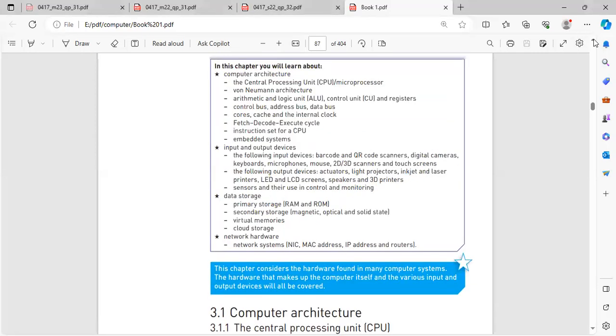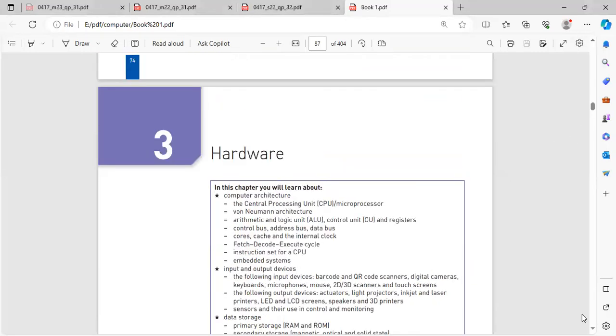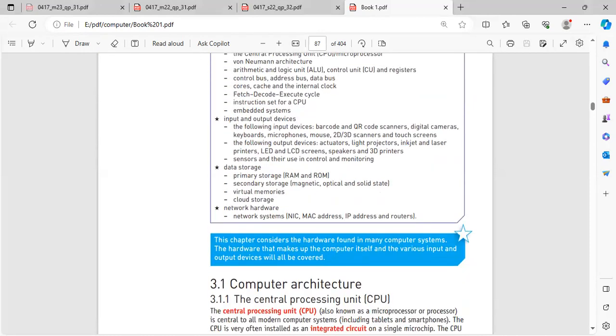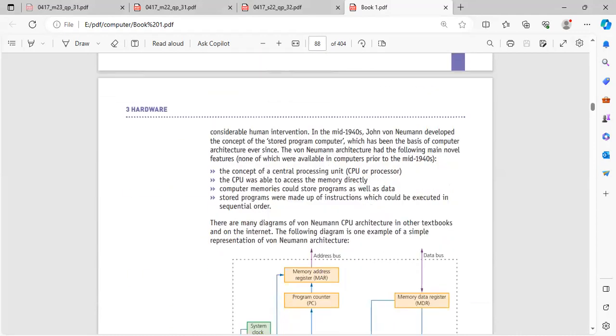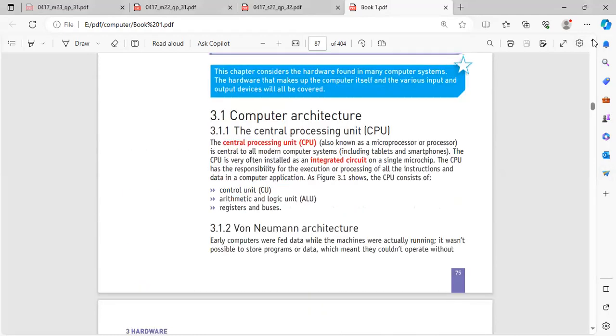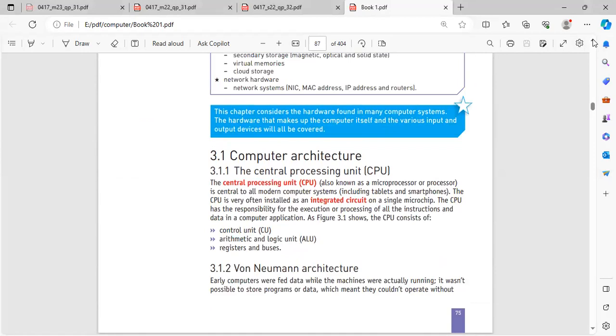Okay, now this is chapter 3 related to hardware. It has different aspects of hardware. The first one is computer architecture. This is related to computer architecture. It tells how a computer works. Just wait a second, I will explain it. Now see how basically a computer works. I'm going to use the whiteboard, then I will tell you the basics of this.